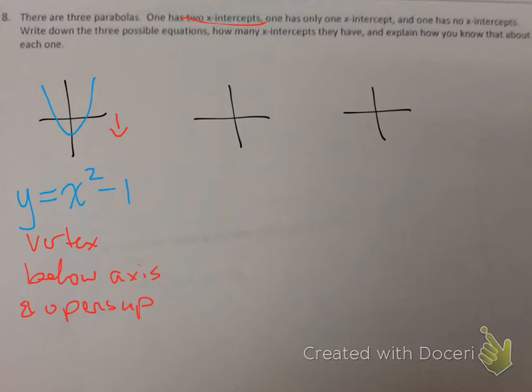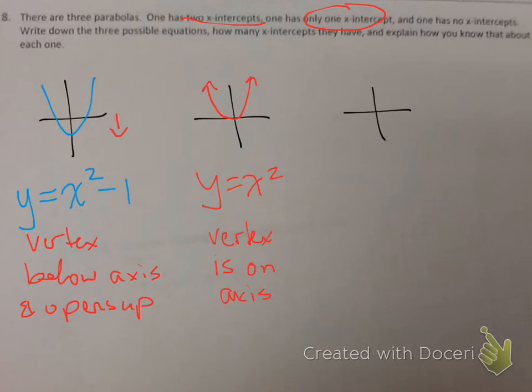Okay, if we want to look at only one x-intercept, well, remember we talked about it's got one x-intercept if the vertex is right on the axis. So it'll look like that. This thing only has one x-intercept, and that could be our base parabola, x squared. So here, the vertex is on the axis, right?